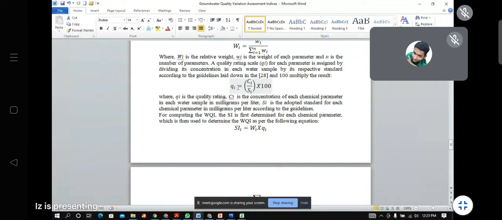QI, which is quality rating, is equal to CI over SI times 100. Now CI is the concentration of each chemical parameter. The concentration reported for the chemical parameter, you will write here. SI is the standard value for that. Okay, for example TDS. So in TDS your observed CI is 1000 and the standard is 500. So 1000 divided by 500 times 100.